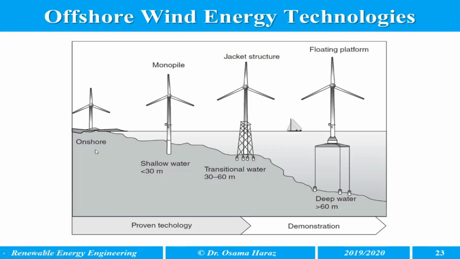Offshore wind energy technologies come in different types. This is onshore. This is offshore, but for shallow water, less than 30 meters deep. It's called monopile. If the water is going deeper, it's called transitional water, from 30 to 60 meters depth. Its type is the jacket structure. And if you go deeper, greater than 60 meters, the structure is called a floating platform.